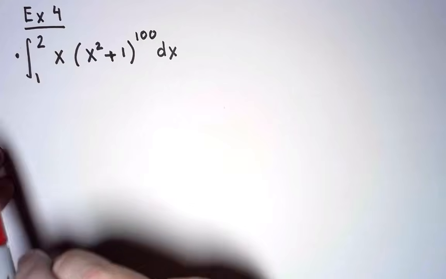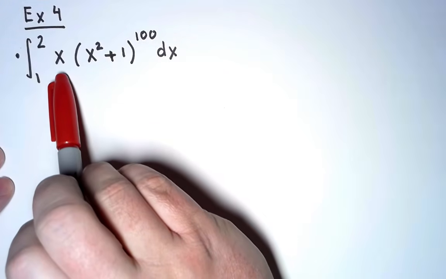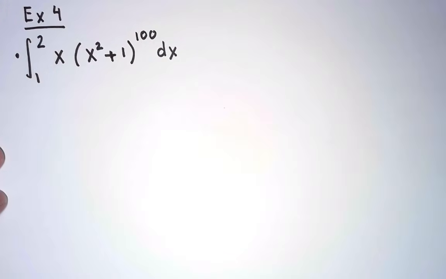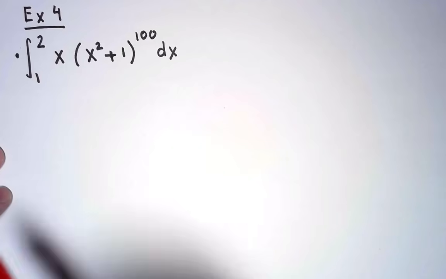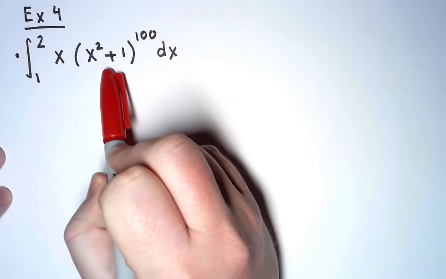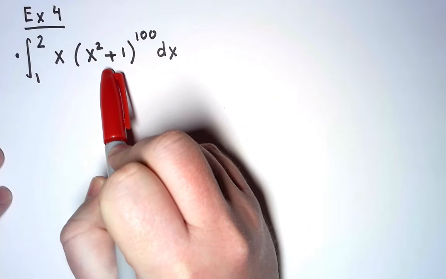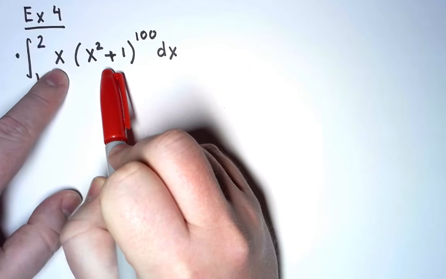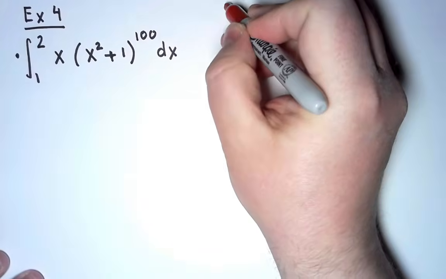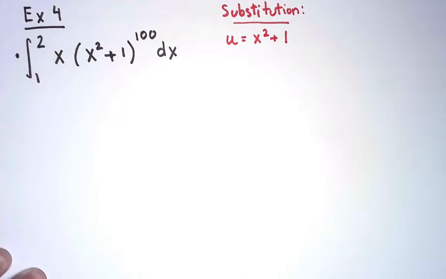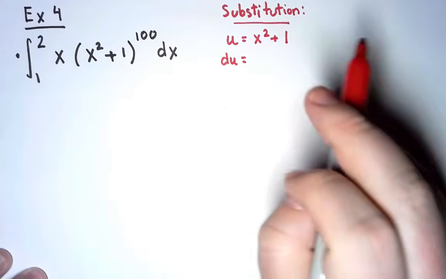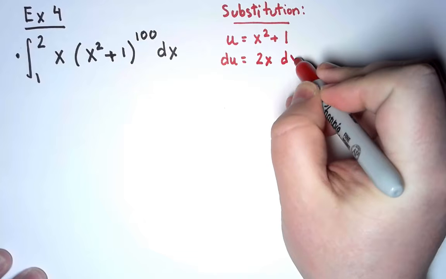I want to compute the integral from 1 to 2 of x times (x squared plus 1) to the 100 with respect to x. This integral is asking us for the substitution u equals x squared plus 1. Why? Because the derivative is basically x up to a multiplying constant, which we already have here. Let's do it. I use the substitution u equals x squared plus 1. If I do that, I also need to change the differential. The du will be the derivative of x squared plus 1, which is 2x, times the dx.